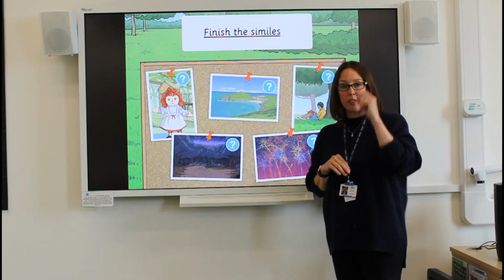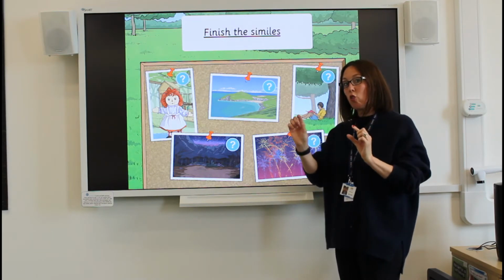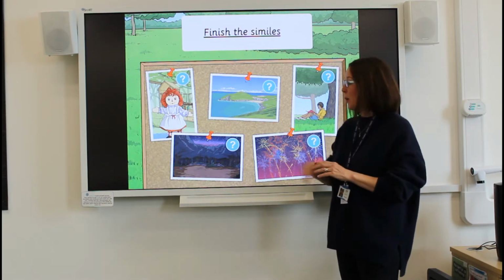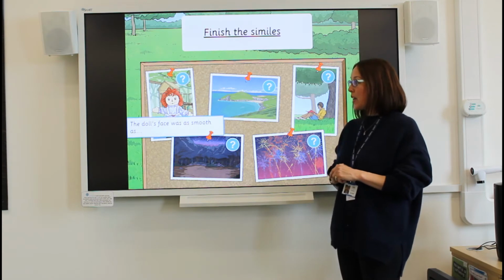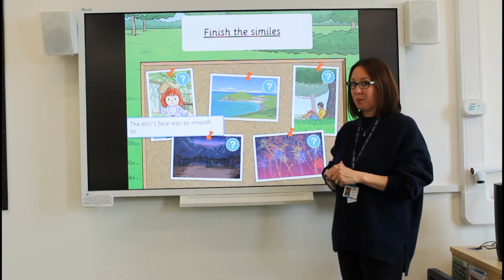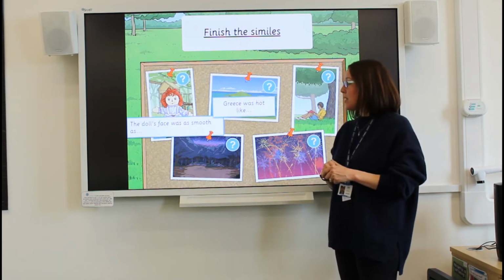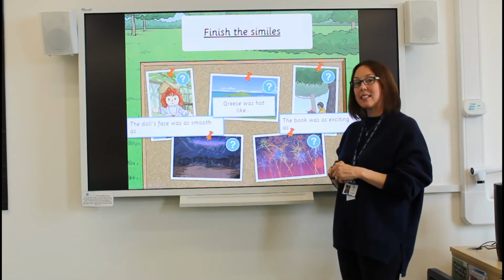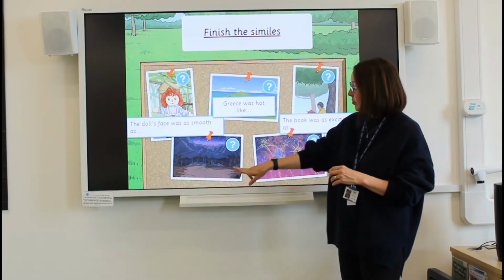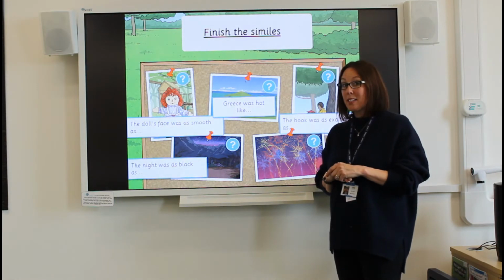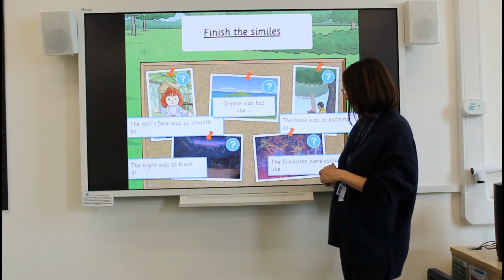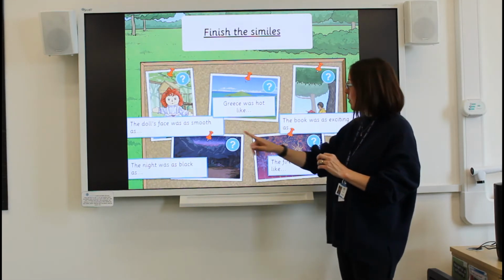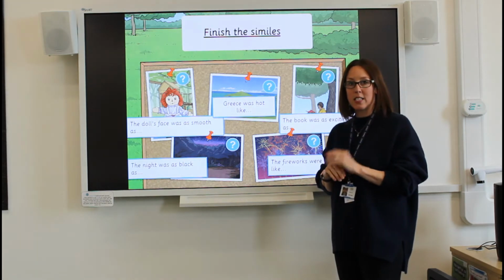So what I would like you to have a go at now, remembering to use like or as, is see if you can finish the similes for these images. So we have, the doll's face was as smooth as. Grease was hot like. The book was as exciting as. The night was as black as. And the fireworks were colourful like. So pause the video now and see if you can complete those 5 sentences using the simile.